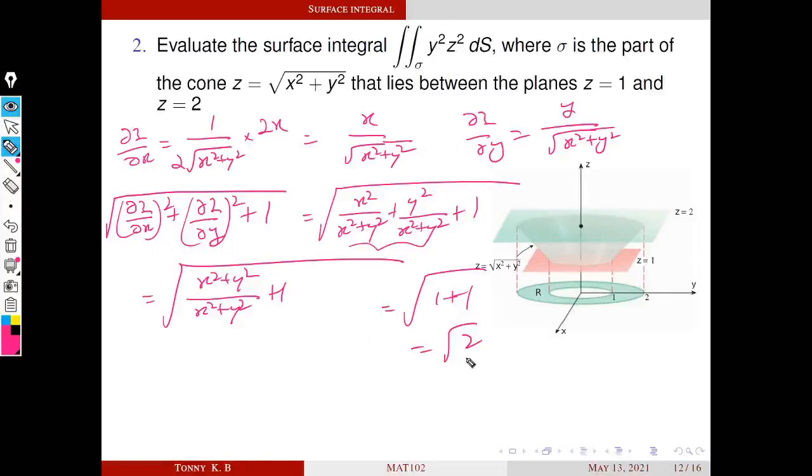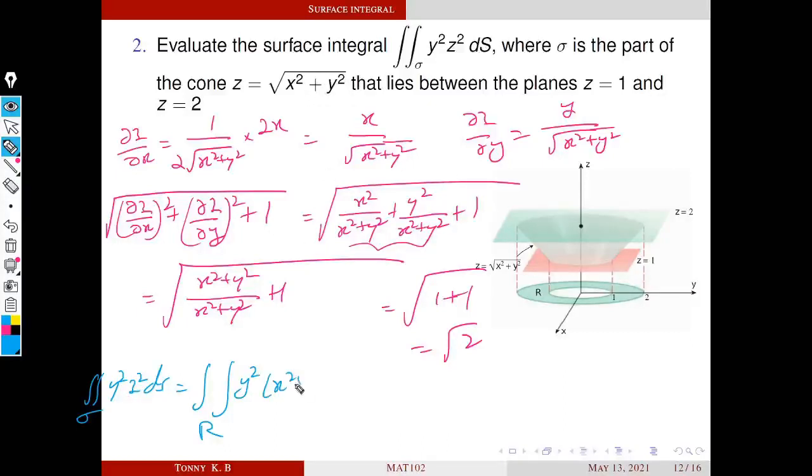Next we have to find this surface integral using normal double integration. So this becomes double integral over sigma of y square z square dS. Next we are going to set up this double integral as a normal integration. So double integral over the region R, the projection of this region, and we have to convert everything in terms of the parameters. Here the parameters are x and y, so y square is allowed, so y square into, what about z square? Z is already in terms of x and y, so z square is nothing but x square plus y square.